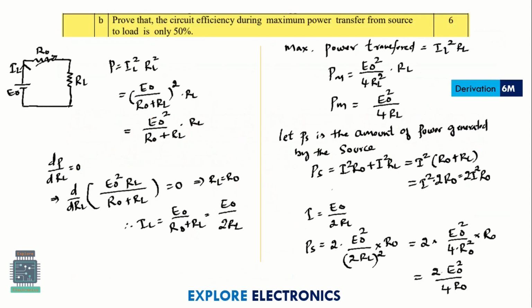Then the second question: prove that the circuit efficiency during maximum power transfer from source to load is 50%. So here we need to derive the expression. Here I have derived completely that the efficiency at maximum power transfer from source to load is only 50%. You can see here, this is a complete derivation. You can refer to this for the steps I have followed. And in between the derivation, you need to write the explanations. You can observe here, let PS be the amount of power generated. So you need to write what keyword you are using for that. Somewhere in between, wherever necessary, you can include these lines.